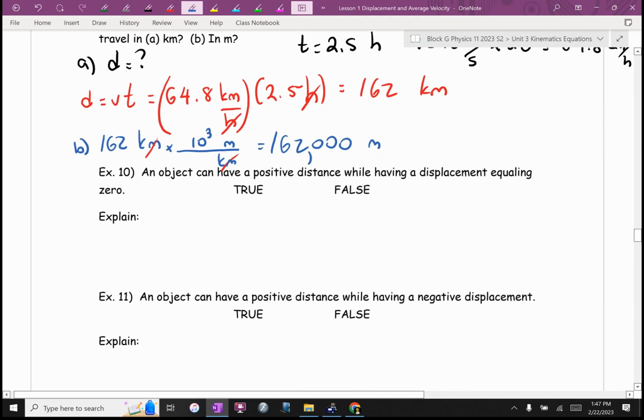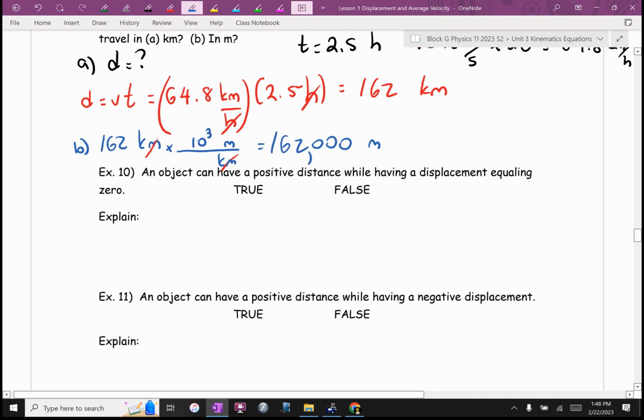An object can have a positive distance while having a displacement equaling 0. True or false? You know what we're going to do? We're going to vote. How high you hold your hand up is how certain you are of your answer. I'm positive. I'm pretty sure. I'm voting because Mr. Dewick will make fun of me if I don't vote, and Mr. Dewick will make fun of you if you don't vote. The one rule in my classroom is you have to make a hypothesis.